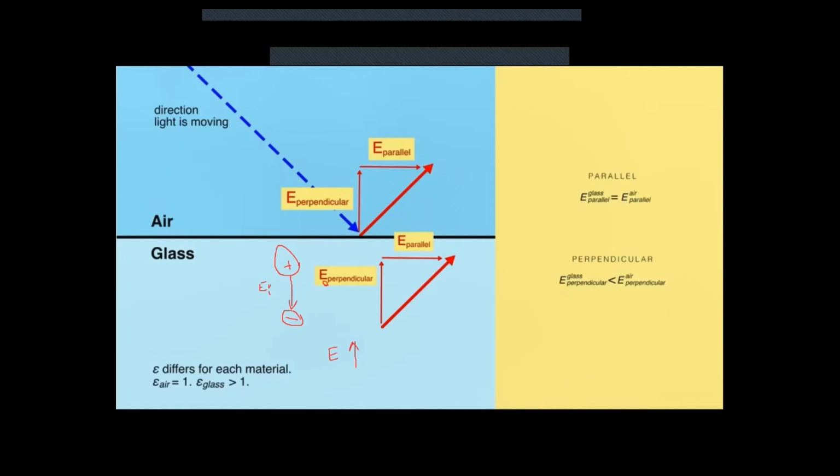The parallel component is still the same. It's going to be exactly the same length. So I'm just going to make this the parallel component, and now this becomes the hypotenuse. Notice that the hypotenuse no longer points in the same direction. The hypotenuse right now is much flatter.